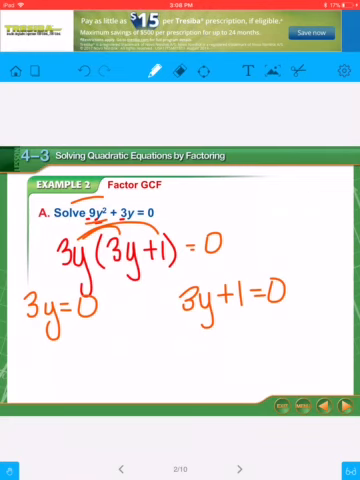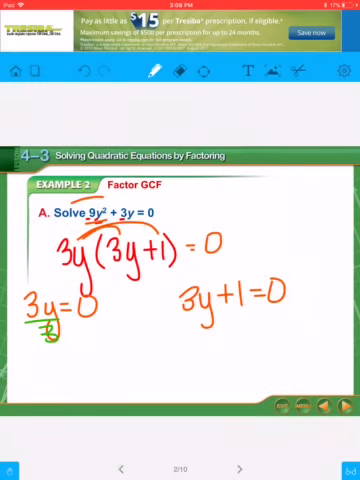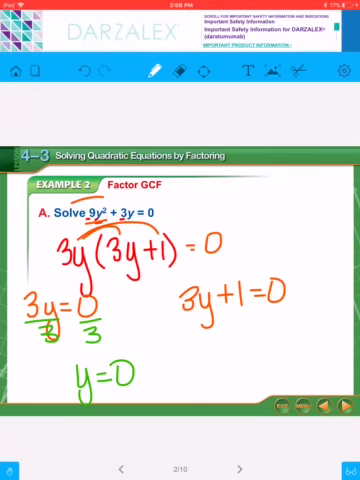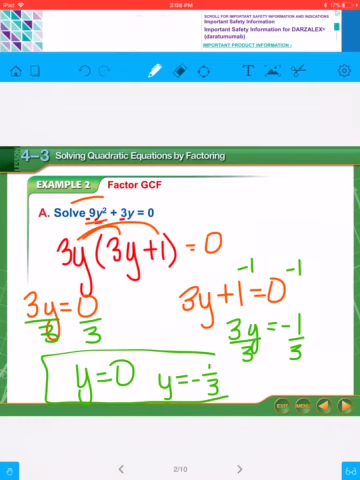So now over here, 3y equals 0. To solve for y, I'm going to divide both sides by 3. So I get y equals 0. And to solve for y over here, I'm going to subtract 1. So I have 3y equals negative 1. Then I'm going to divide by 3. So my second solution is that y equals negative 1/3. So there are my two solutions, 0 and negative 1/3.